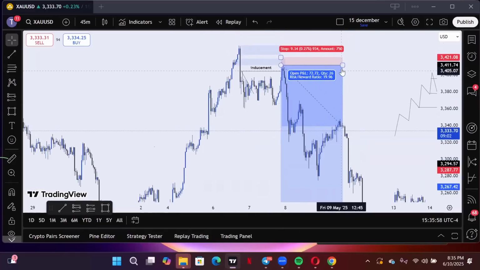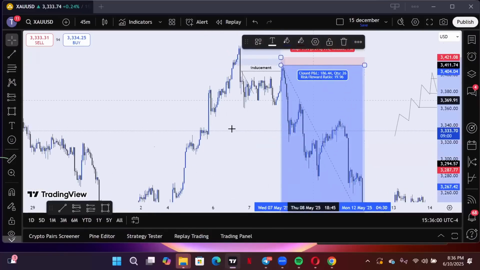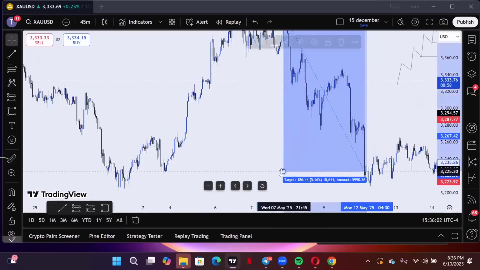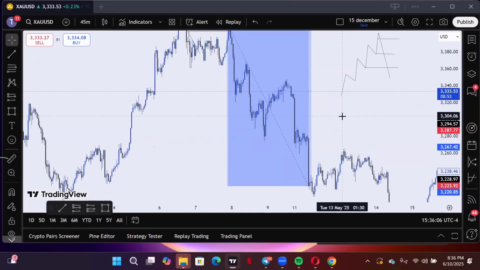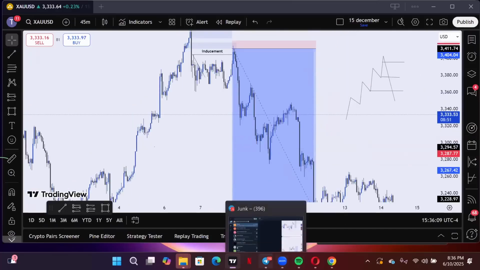It was around 1 to 20, because I got 1 to 20 on this setup. So it means that if you risked $100 on this trade, you would have made $2,000. If you risked $1,000, you would have made $20,000.